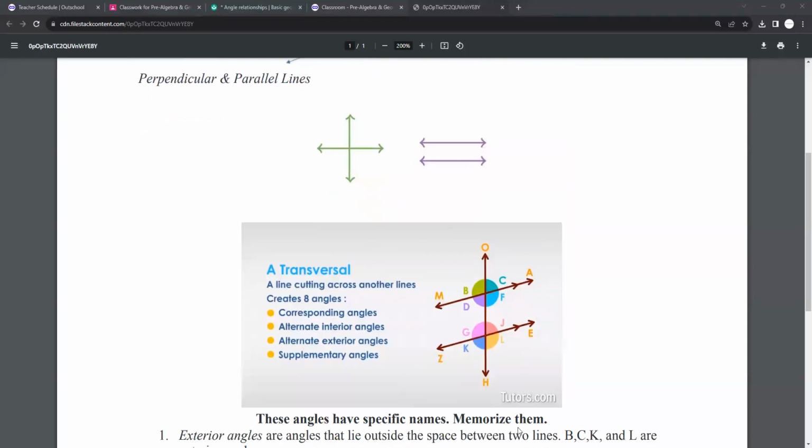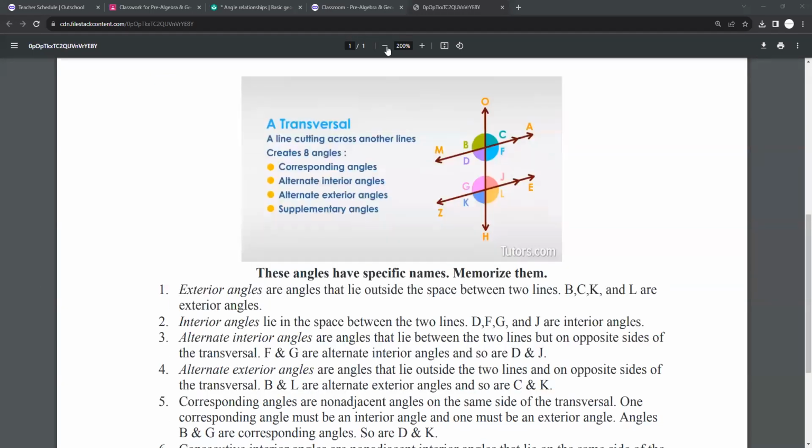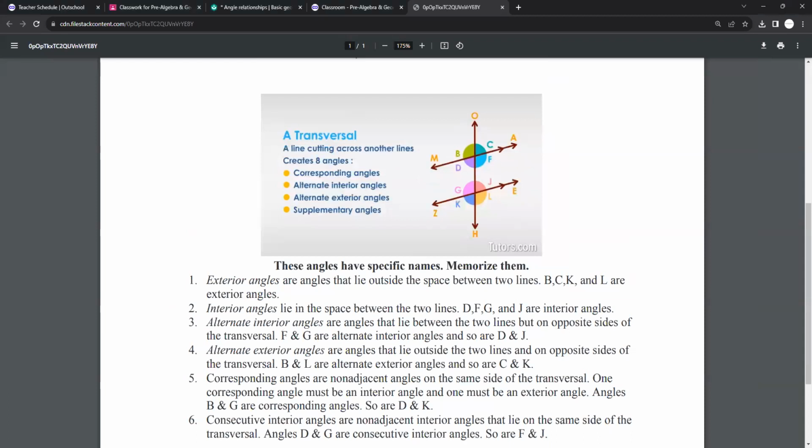Perpendicular lines make a perfect T. They make 90-degree angles all the way around, known as right angles. Parallel lines are just straight lines, which are 180. And so these are the different angle relationships here. When you have two parallel lines, a transversal crosses through them, creating 8 angles. These angles form different relationships.